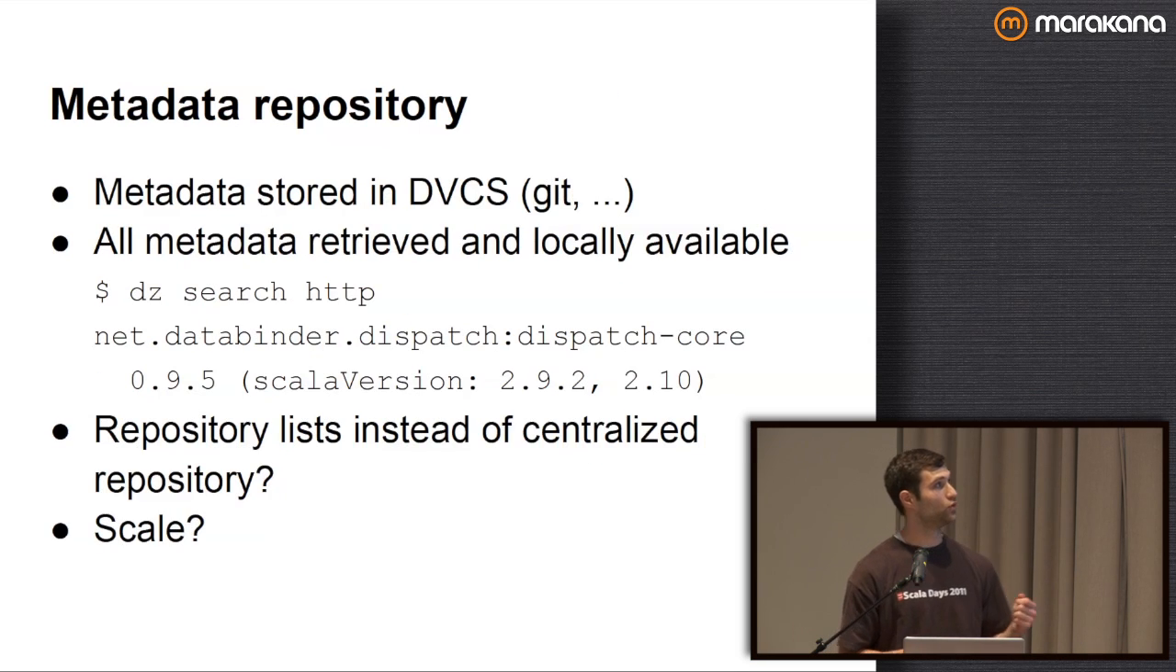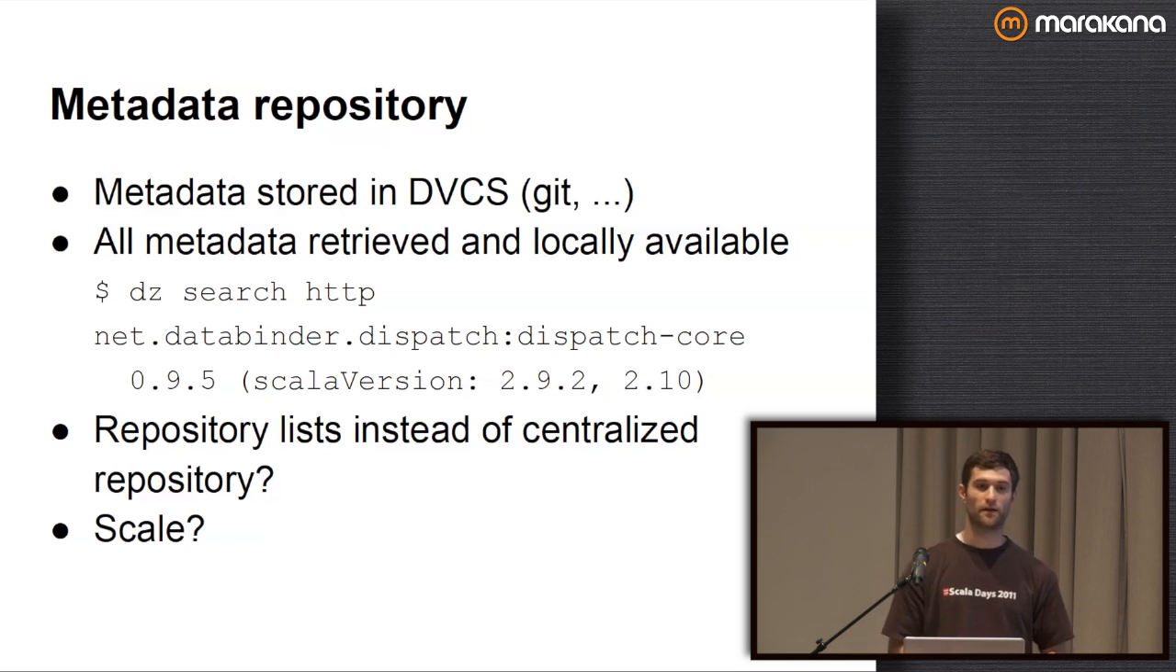But you retrieve it locally, so you get all of the metadata all at once. This makes it possible to implement that run main class feature that I showed. You have it all available. You can implement a search. I've seen quite a few attempts to search for a dependency. I just want to find an HTTP library.